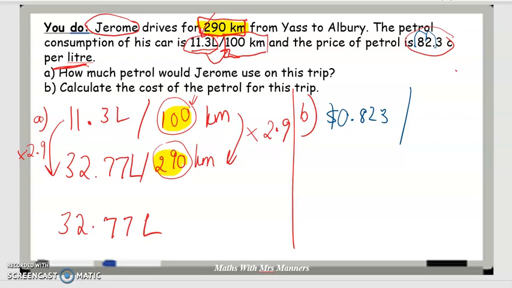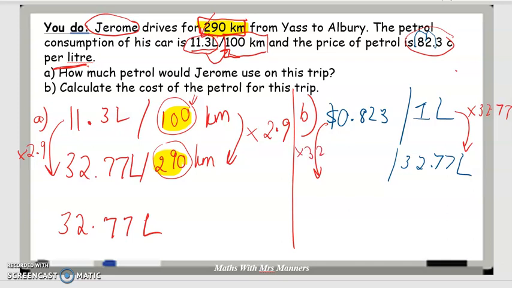And we know that it costs $0.823 per litre. So that means per 1 litre. And what I know is that Jerome needs 32.77 litres. So I've lined up his litres on the exact same side as the rate. And to go from 1 litre to 32.77, well, I would just times by 32.77. And because I'm increasing the number of litres, clearly the costs are going to go up. So I'm going to do it on the other side as well, 32.77. So we're going to take our 0.823, the price per litre, and times by 32.77, and that gives me 26.